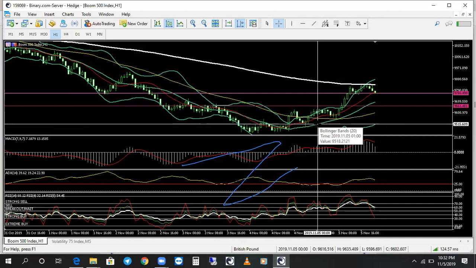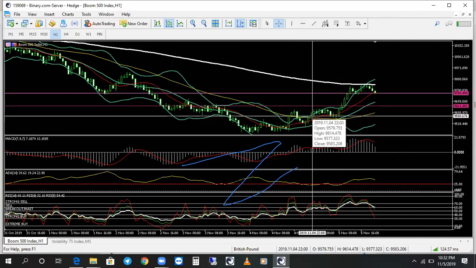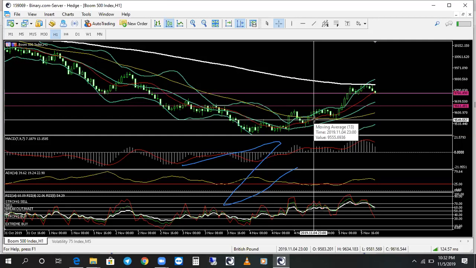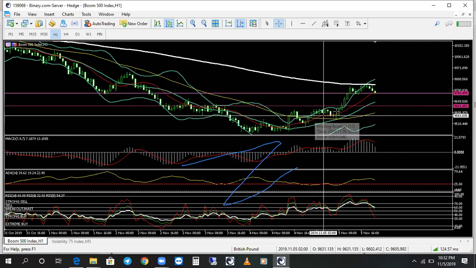So today started around here. So this was where yesterday's candle finished. And what are you seeing? We are seeing a confluence of the 50 moving average and the 13 moving average here. So I knew the market would still go up.